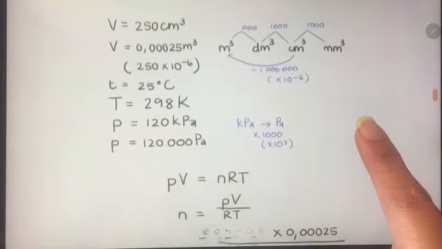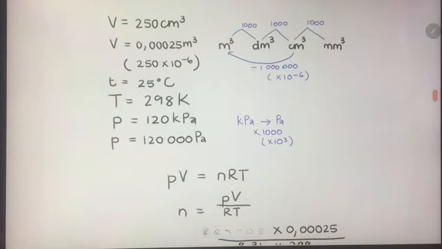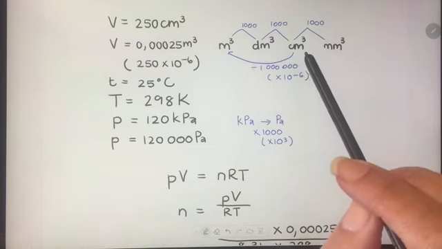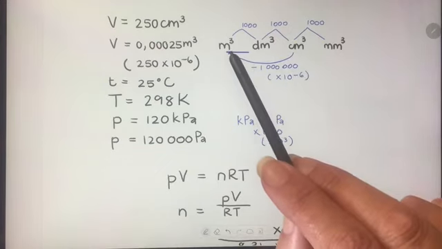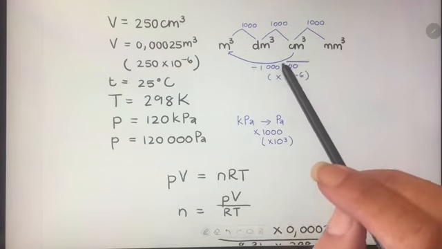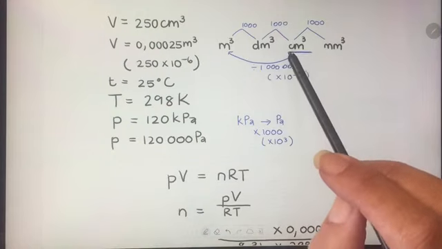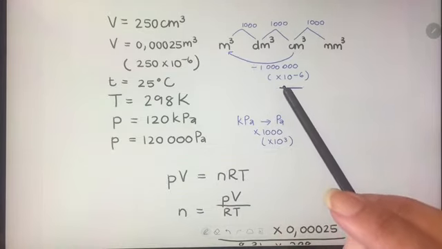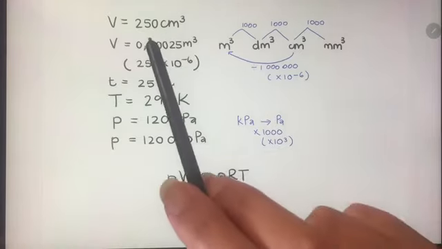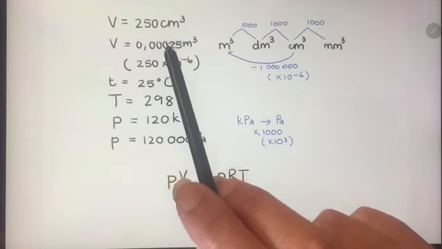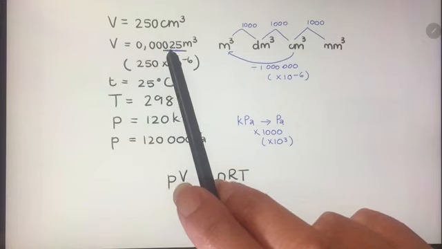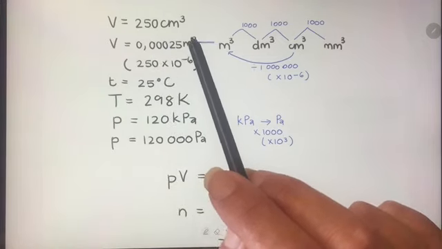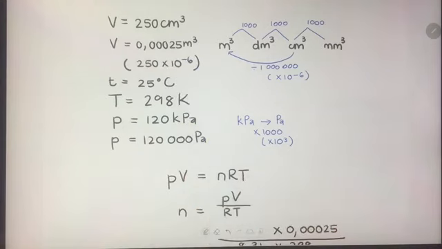So I've got volume, 250 centimeters cubed. I'm going to use the ideal gas equation so that I can work out the moles first and then work out the mass. So I have to convert my centimeters cubed to meters cubed. I'm going to divide by 1,000,000, because centimeters to decimeters and then decimeters to meters, which is exactly the same as saying times 10 to the power of negative 6. So I've taken the 250, I've divided by 1,000,000, and I got 0.00025 meters cubed, or I can just say 250 times 10 to the power of negative 6 if I want to use scientific notation.